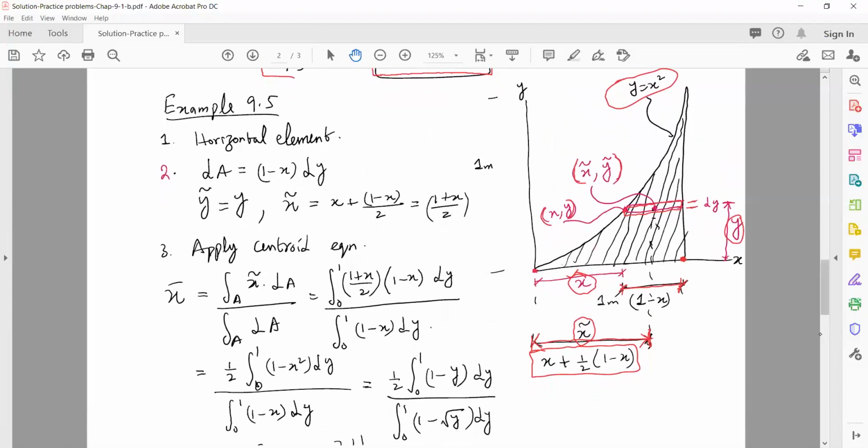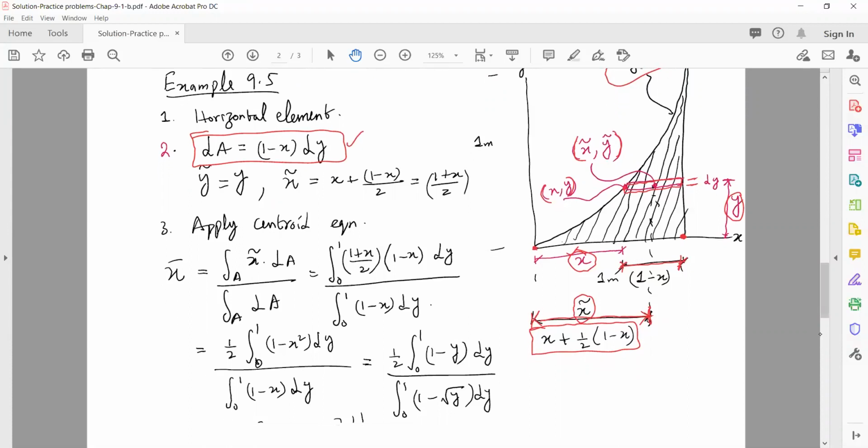So now we can go ahead and apply the equations to find the centroid of the area. To do that, first we need to find the area. So let's find dA, the area of the horizontal element. It's dy times 1 minus x, because 1 minus x is the length and dy is the thickness. So this is the area dA of the horizontal element.